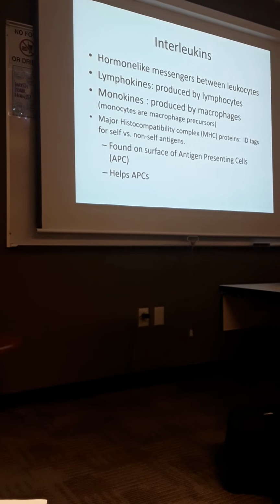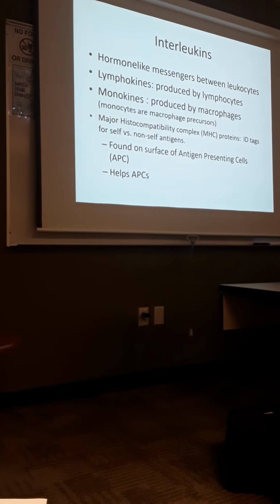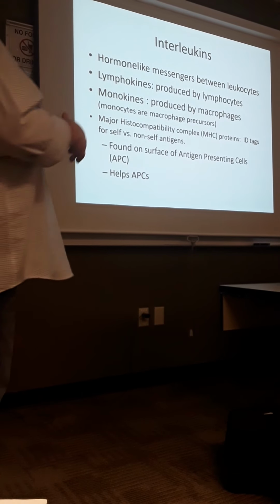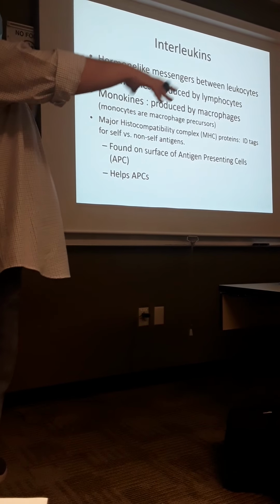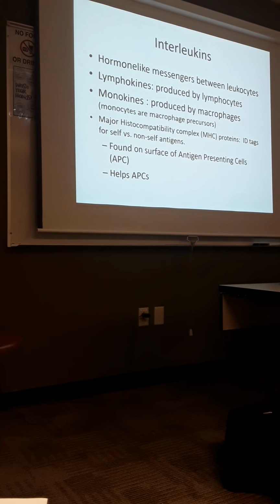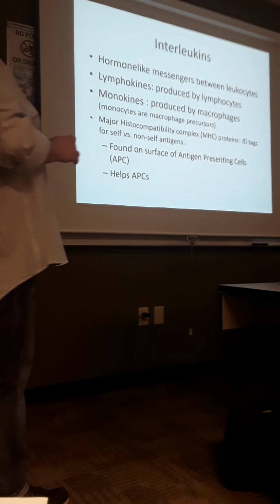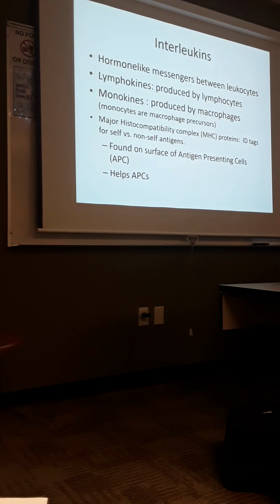Now, interleukins are hormone-like chemical messengers that allow communication between the leukocytes and the different cells. They're messenger molecules that allow the cells to talk to one another. You have lymphokines that are produced by lymphocytes. Monokines are produced by macrophages. These are different chemicals that allow for communication between the different populations of cells. There are lots of different interleukins, usually numbered: interleukin 6, interleukin 8. There's a whole family of them.